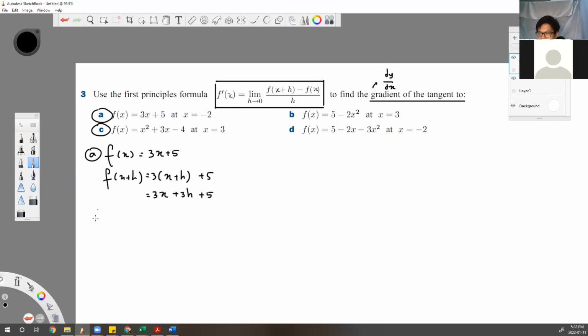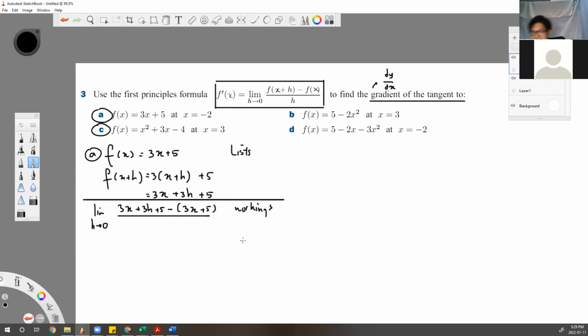Okay, write down. Limit, oh, not x, h near to 0 of f(x plus h). I just want to put a line because I want to separate the list down. This is the list, and this is the workings. Okay. 3x plus 3h plus 5, subtract bracket 3x plus 5. Again, I want to remind you, I will not get bored to remind you.